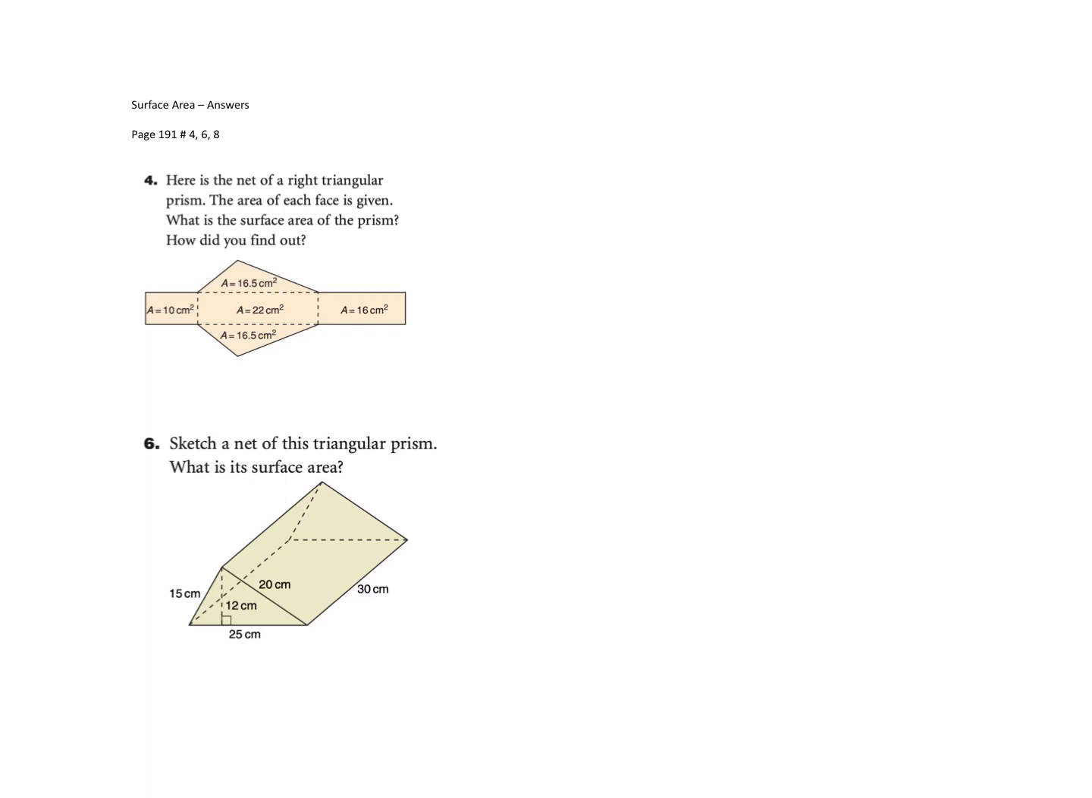Okay, everyone, here are the solutions for the questions that I asked you to do over the weekend. So the first one says, here's the net of a right triangular prism. The area of the face is given. What is the surface area of the prism? How did you find out?